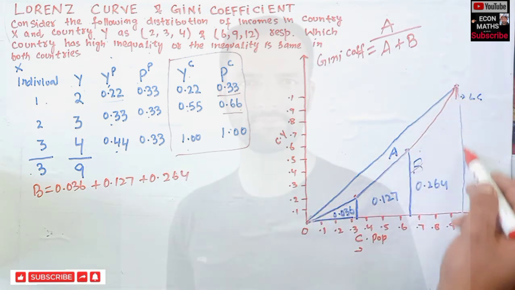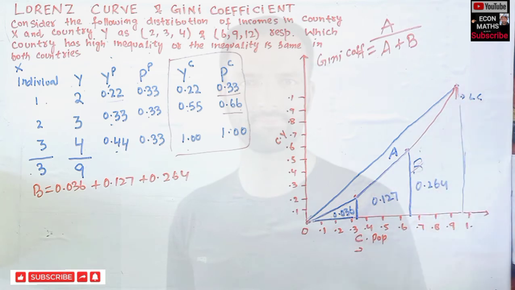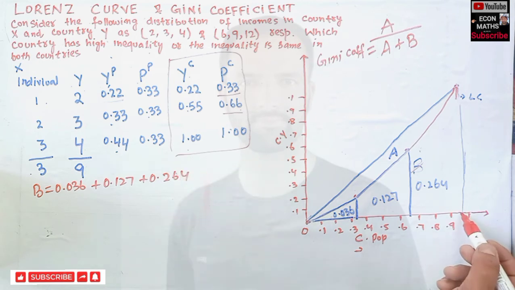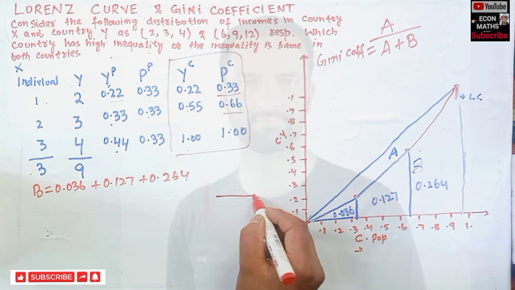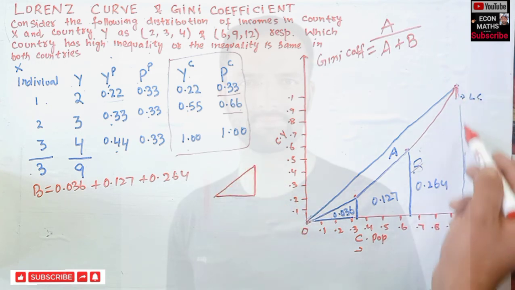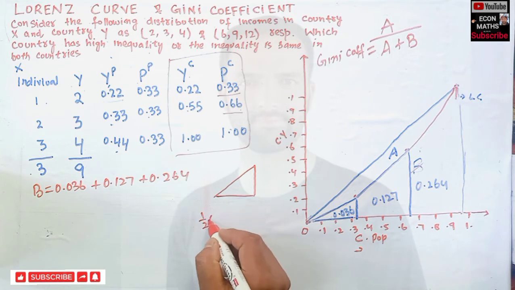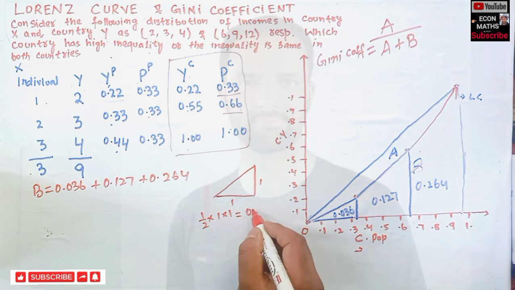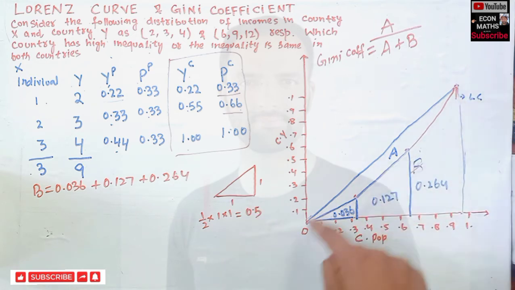What is the total area of this triangle if we have the line of perfect equality, and the area between this, what would be this very area? So it is very simple. Since we have base is 1, height is also 1. So what would be the area of this whole triangle? It is 1/2 of base 1, height 1. So this is 1 into 1. This comes out to be 0.5. Okay, so the area of this total triangle is 0.5.